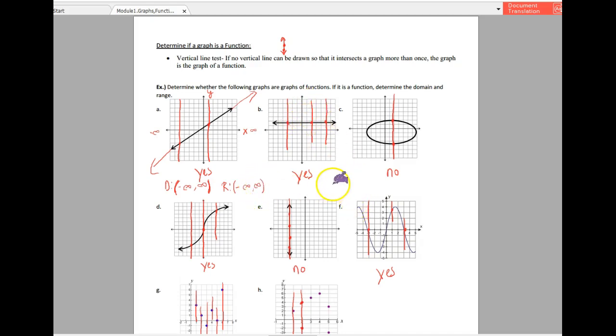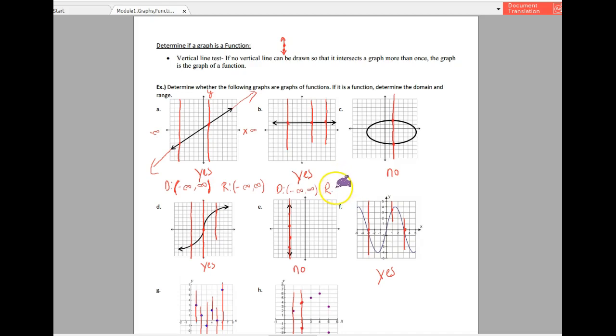Alright, we said this one was a function. So looking at the domain, how far left and right, these arrows indicate it's going to go on and on forever in both directions. The range, since this is a constant function, it's not getting higher or lower ever. It's a horizontal line. So it's going to be just one single point.